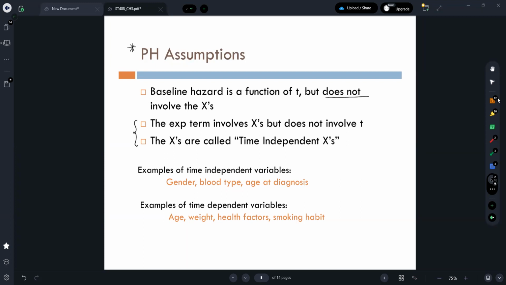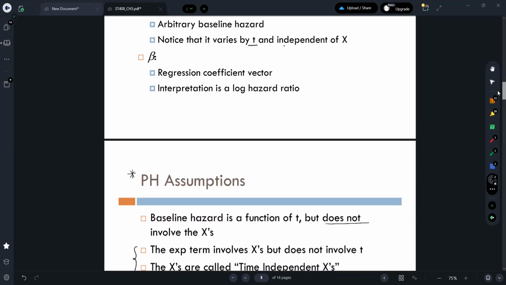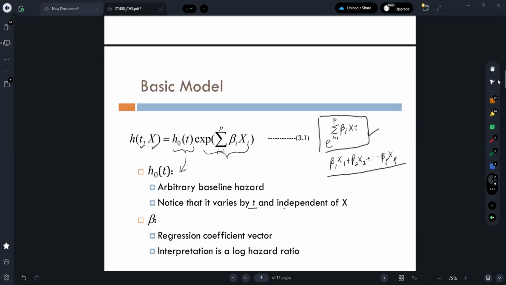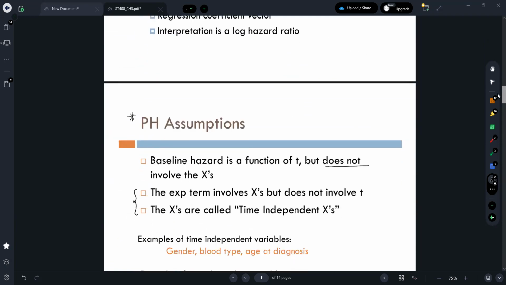So what are the PH assumptions? The first one, the baseline hazard is a function of t but does not involve x. So that's the first thing, right? That is the h naught t, the baseline hazard. Okay, so this is h naught t. See, it's independent of x, right? But a function of t. So that's the first thing.